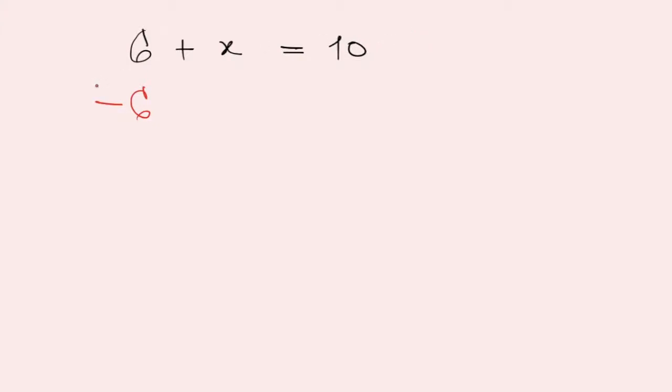So if we subtract 6 from the left-hand side, we have to subtract 6 from the other side as well. So if we solve this, plus 6 minus 6 results in 0, leaving x on this side of the equation alone. And then 10 minus 6 results in 4. And if you plug 4 into this equation, you would notice that 6 plus 4 gives you 10.